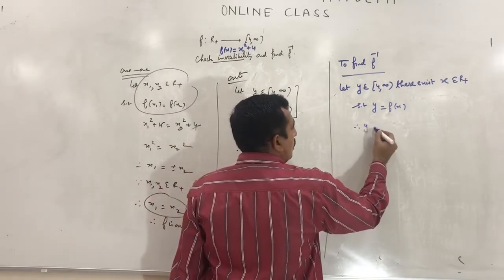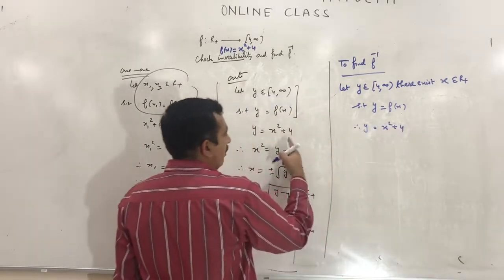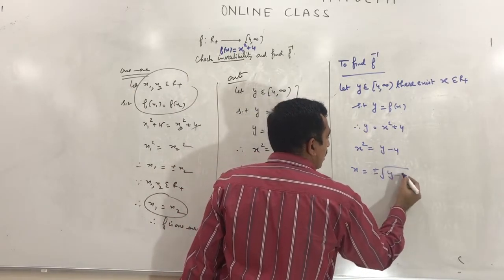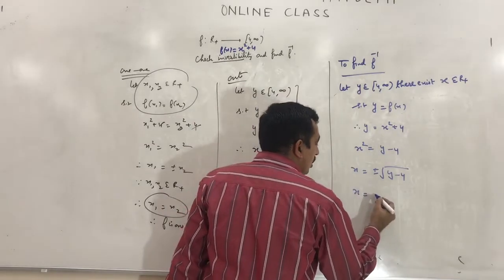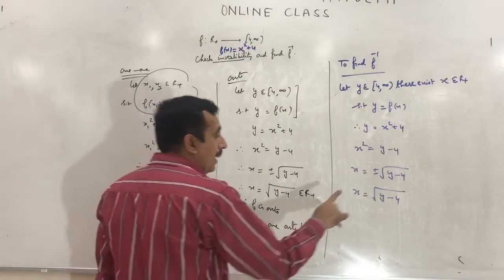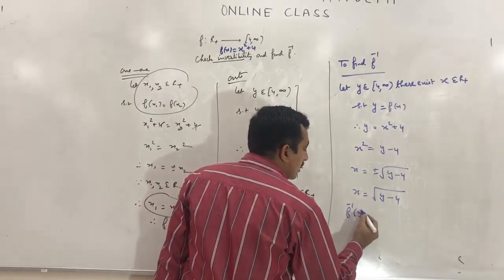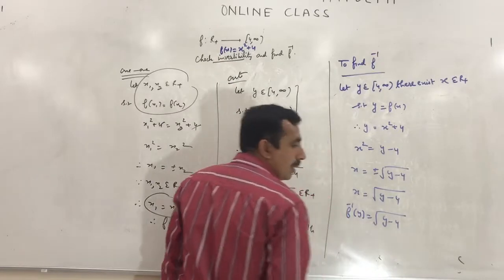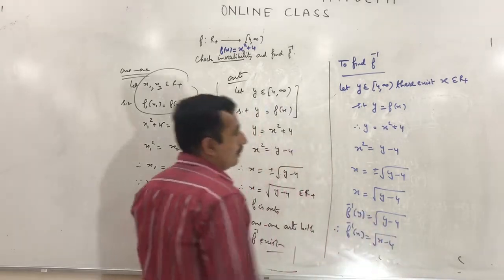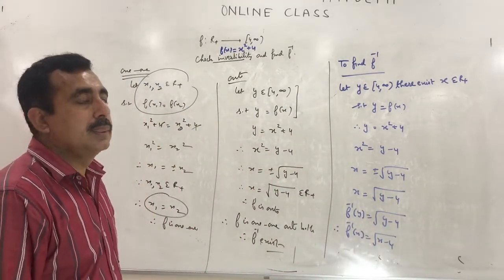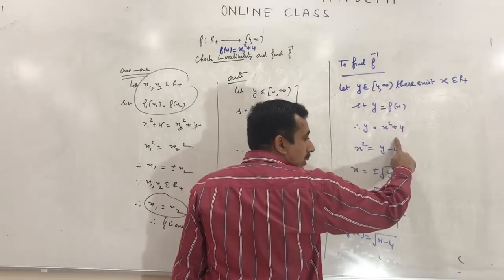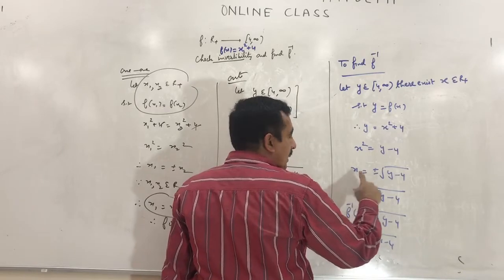Next line, y equal to the expression. Solving, x square equal to this, so x equal to this value. Because the negative value does not exist, x equals this. In the end, you can write f inverse x equal to this. Start from y equal to f(x), put the value of f(x), find the value of x, and this x is f inverse y.